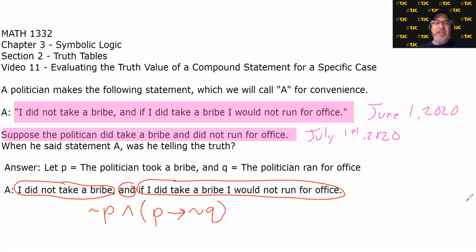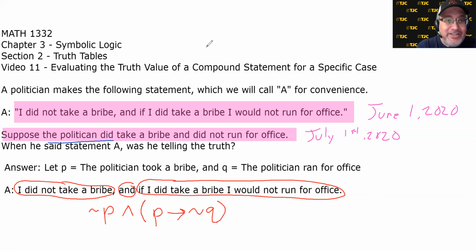By translating the statement A into symbols, we can evaluate its truth value, but not necessarily by constructing a truth table. Why not construct a truth table? Because we don't need to. A truth table determines the truth values of this compound statement for every possible combination of true and false for P and Q, but we have specific values for those.